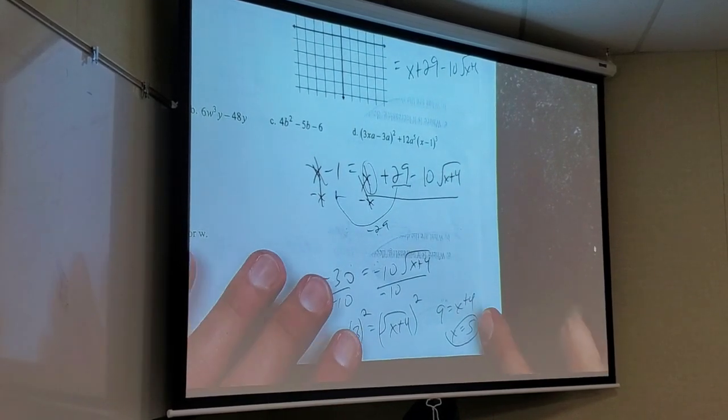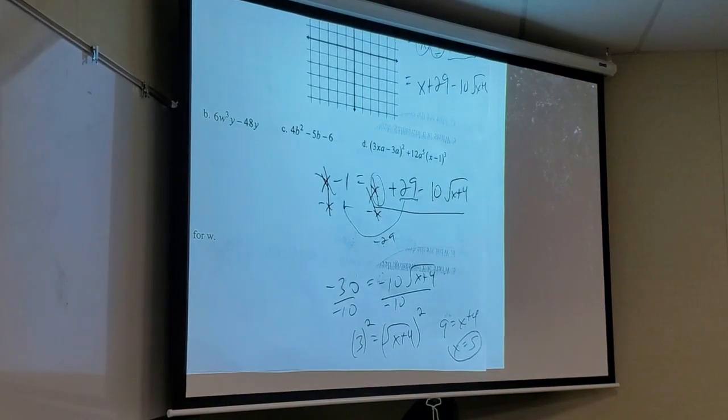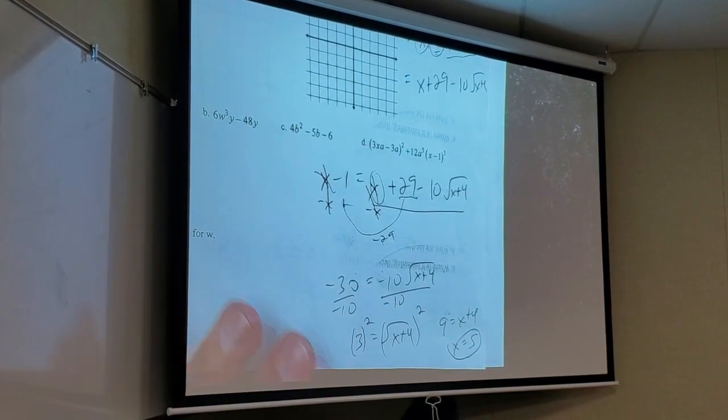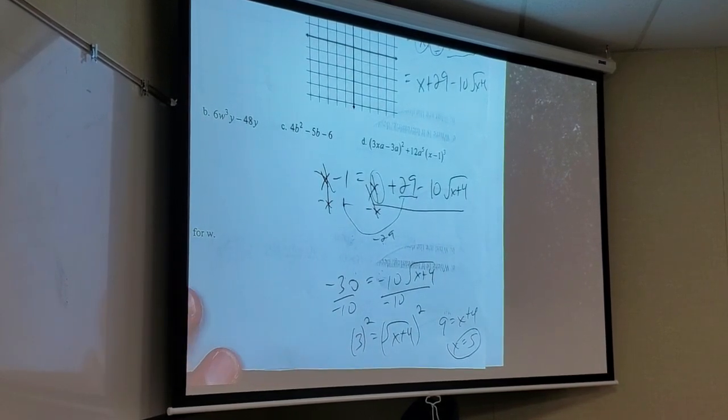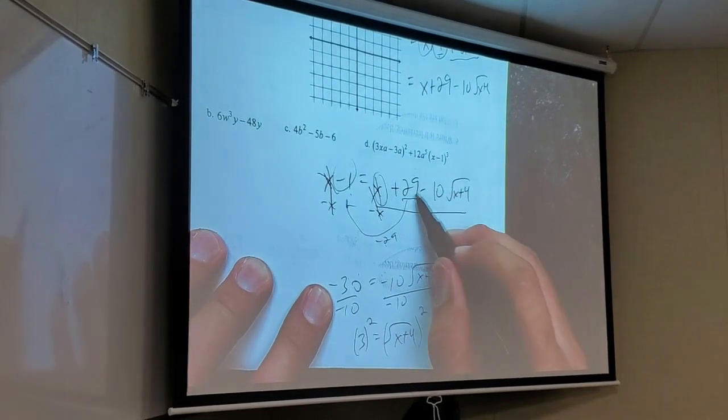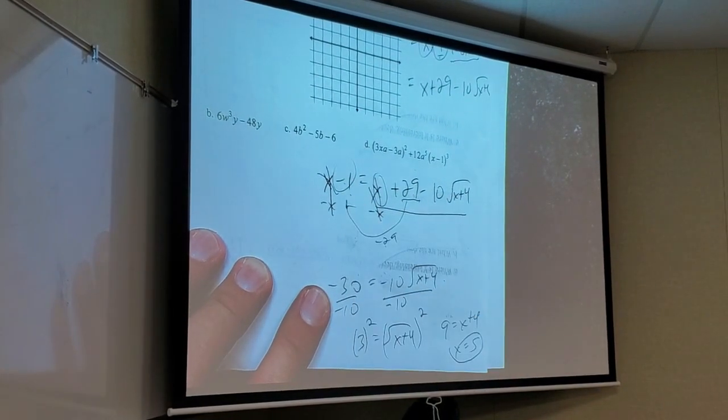And of course you have to check that. You have to plug it back in to make sure it actually works. And the great thing is, I'm not sure how you feel about this, it doesn't work. So you get no solution. How'd you get the -30? There's a -1 here, right? Subtract 29 over. Okay.